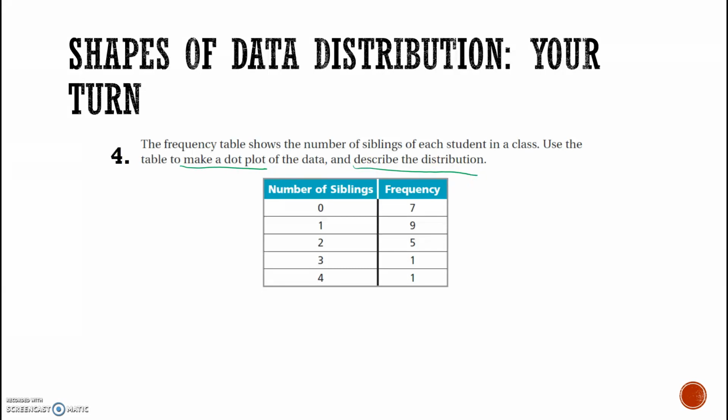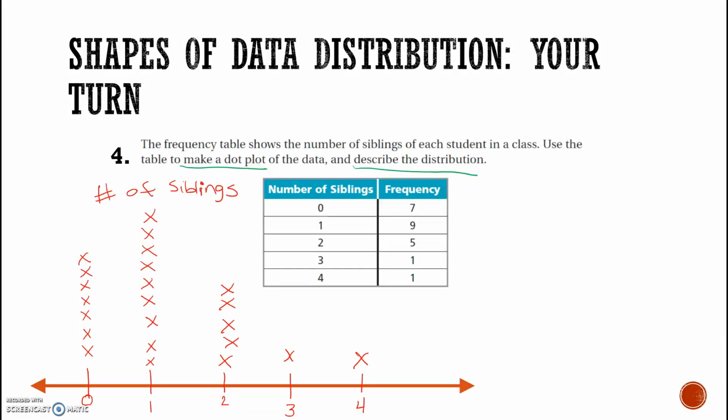Okay, let's see how you did. Here is my dot plot. This is just showing frequency here, so I didn't put anything down. I just titled it number of siblings.